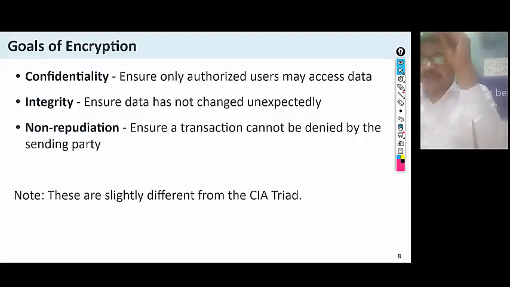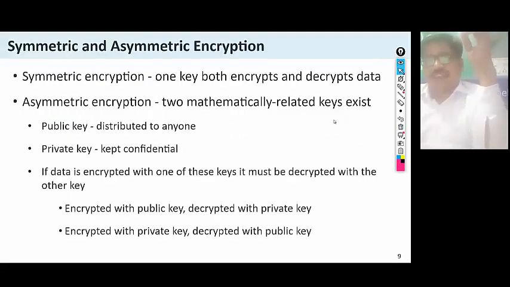Okay, non-repudiation, confidentiality and integrity. So those are the goals of encryption. Now, the types of encryption. There are two types: one is symmetric, another is asymmetric encryption.